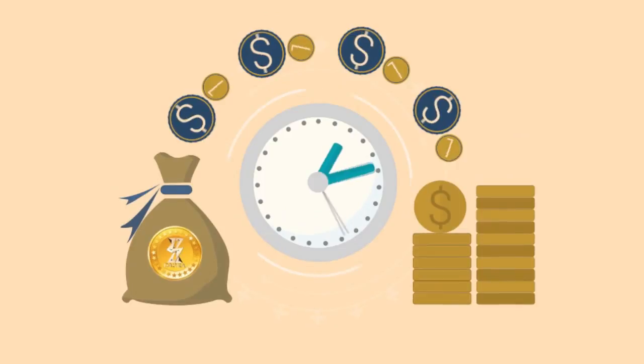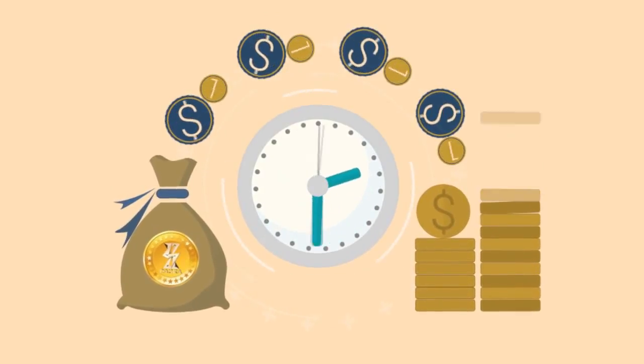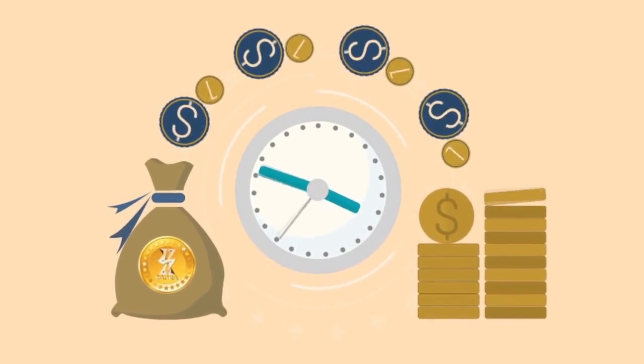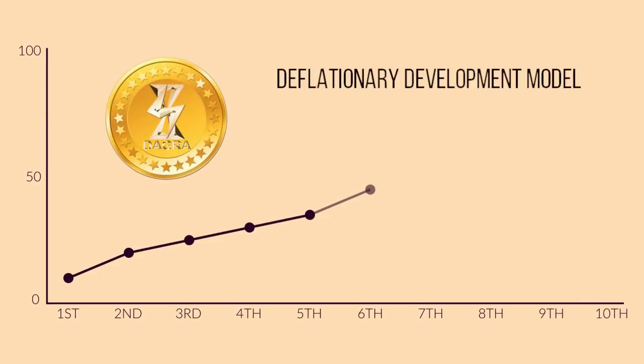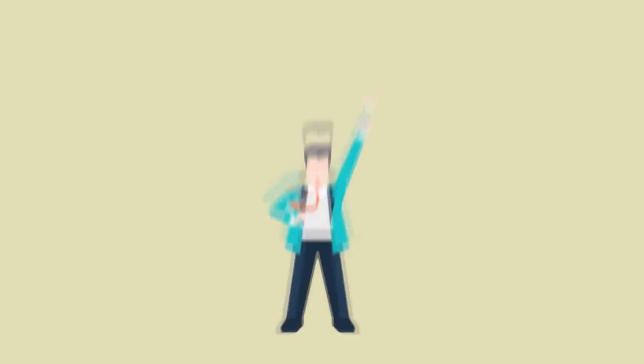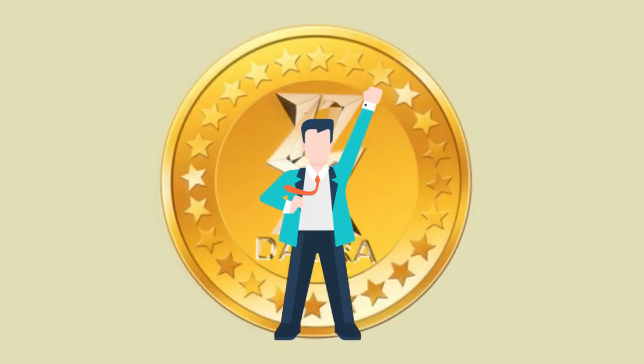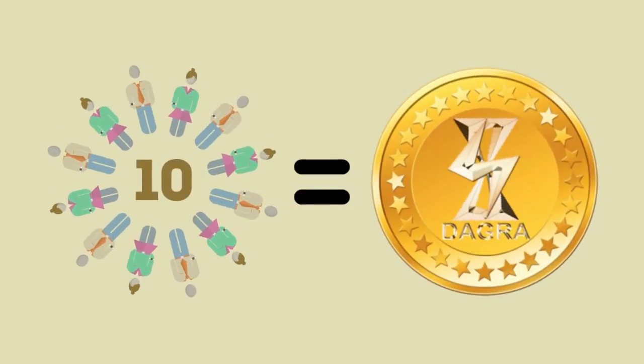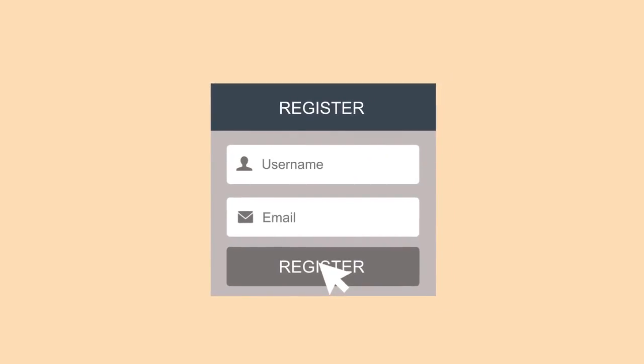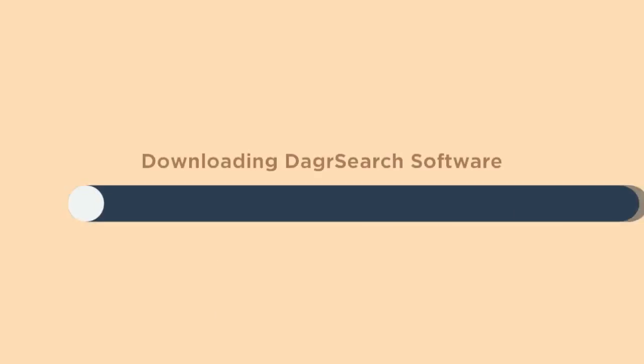Payment will be made in the form of its own unique currency, the DAGRA cryptocurrency, which has a deflationary development model. Active participants will receive DAGRA cryptocurrency. Each participant will receive 1 DAGRA for each invited 10 participants. It is enough to register and send a referral link for downloading DagrSearch software.